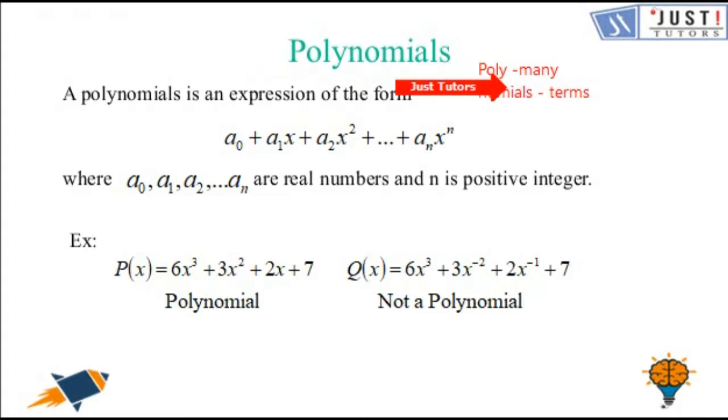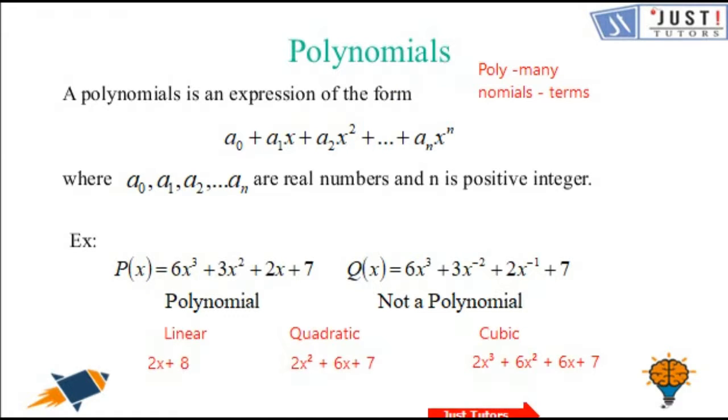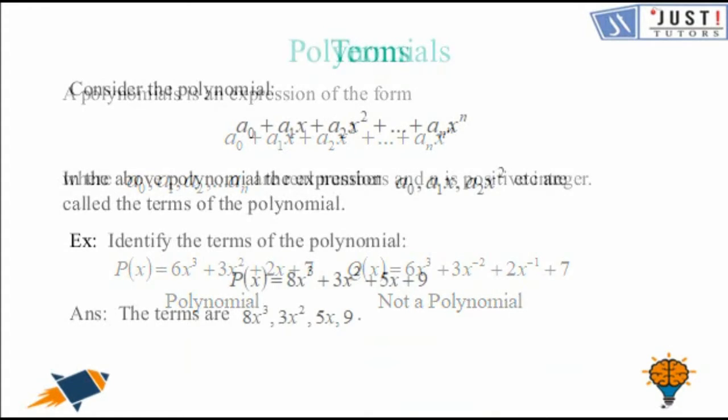And that is the reason why this is not a polynomial, because it does not qualify the definition of being a polynomial. Now let's talk about the types of polynomials on the basis of their degrees. We have three types of polynomials. The first one is linear, then quadratic, and the third one is cubic. A linear polynomial has a power of 1, a quadratic polynomial has a power of 2, and a cubic polynomial has a power of 3.